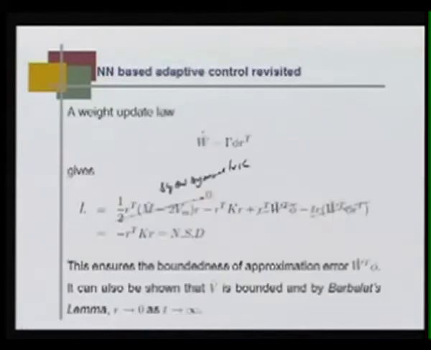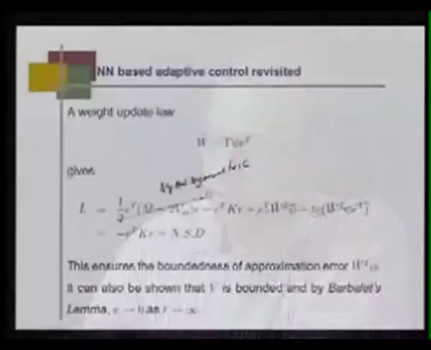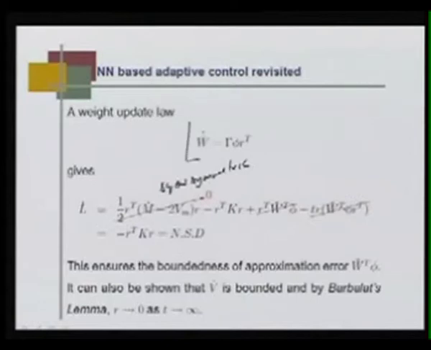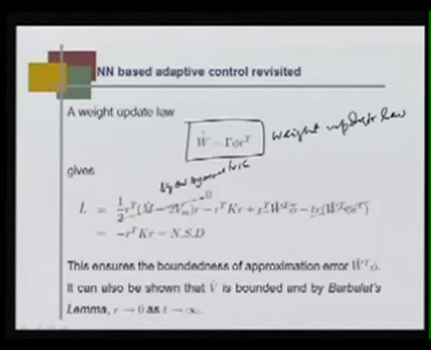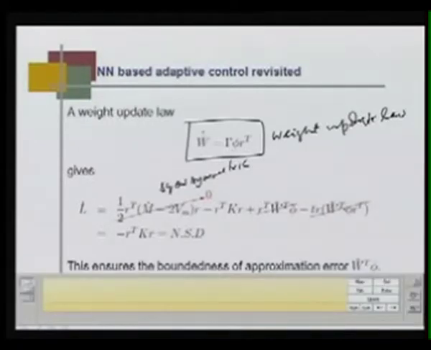So, what we showed is a neural network based direct adaptive control, where my control law is given by this particular expression, and my weight update law is given by w hat dot is gamma phi r transpose.